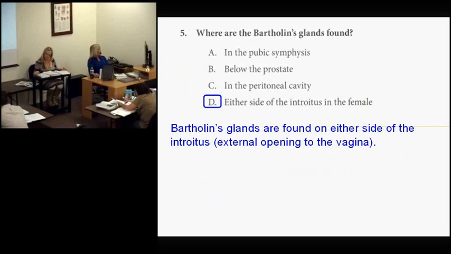All right, we're going to go to break, and then we'll come back and work on, I believe, the eye.